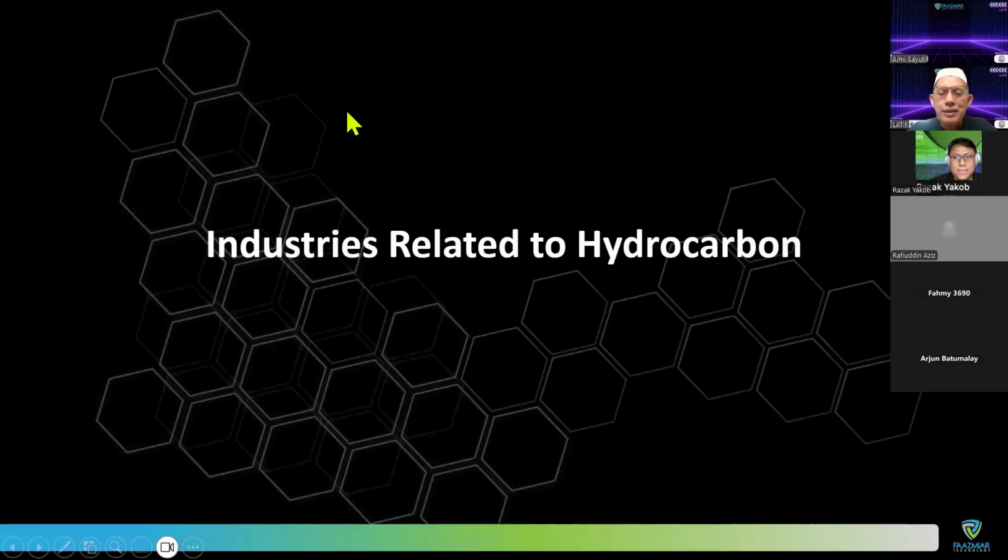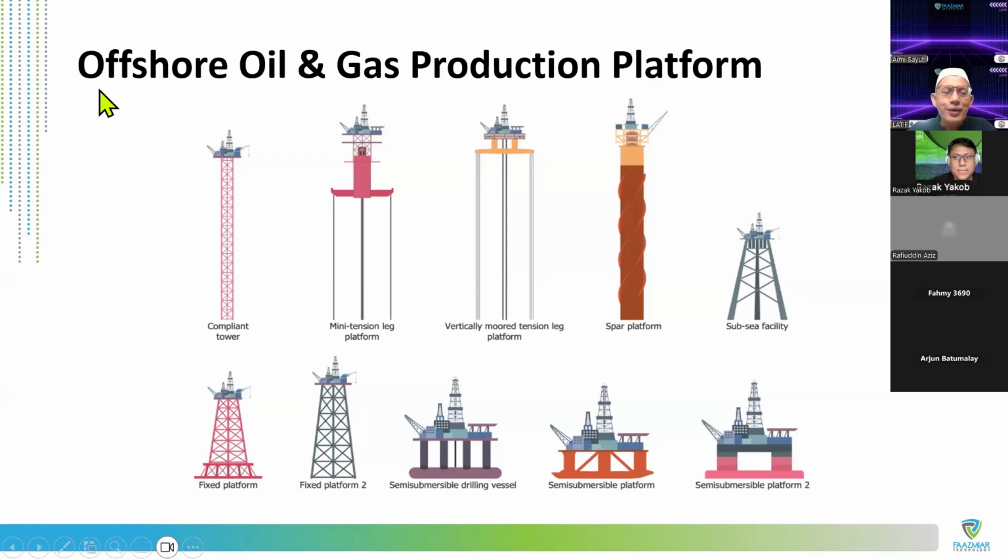Okay, industry related to hydrocarbon. So of course we want to go back. For oil and gas production, you see the platform. If it is deep water, you see the compliant tower. It can go to about 800 meters of water depth. But normally, if it's too high, it's not going to be that stable.